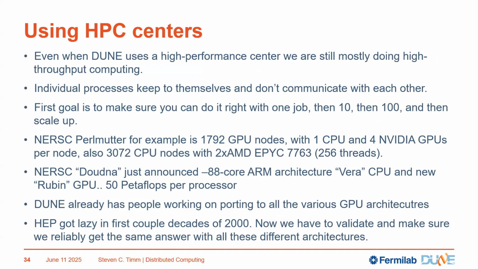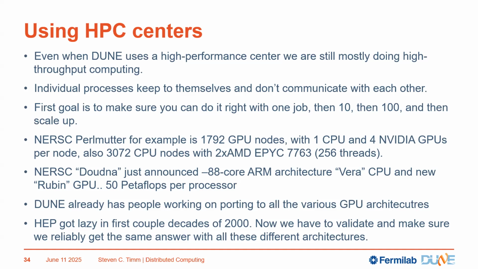But your goal first, make sure you do it right with one job, and then 10 and 100, and then scale up. Don't try to run 10,000 jobs at once if you don't know what you're doing. You get charged for 10,000 cores, whether you use them all or not. NERSC Perlmutter has 1,792 GPU nodes with 4 GPUs each, and 3072 CPU nodes.